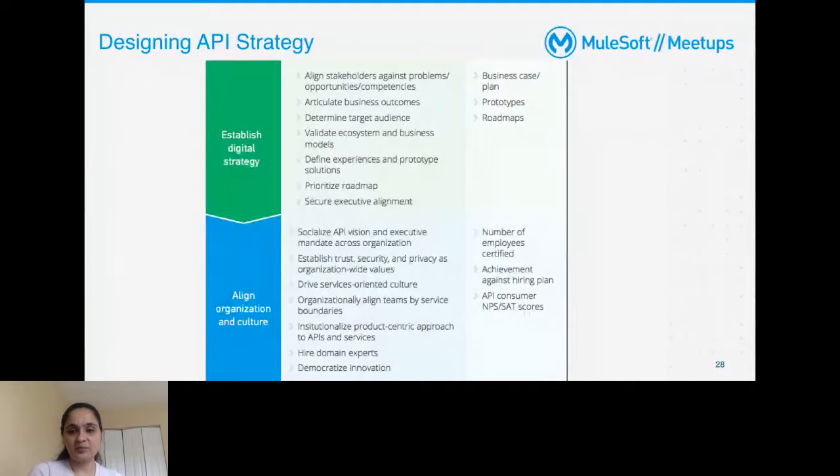You need good, skilled employees to make this digital transformation successful. The outcome for this step is the number of employees certified. If your employees are not skilled enough, they need to take certifications and gain some extra knowledge, enhancing their skills so they become more expert in their field and can help the organization in designing the API strategy, as well as achieving the business digital transformation. Achievement against the hiring plan, and also the API consumer score. Those are the outcomes of the second step.